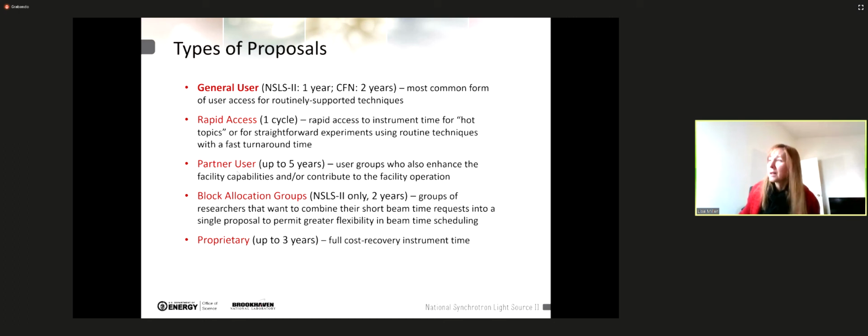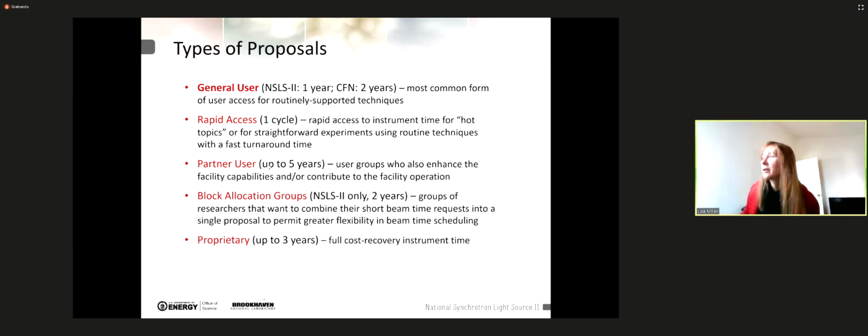We also have something called partner user proposals. These are groups who want to enhance the facility capabilities or contribute to the facility operation. Typically it's with staff or instrumentation. They basically get a fraction of the beam time in exchange for what they're contributing to the facility.